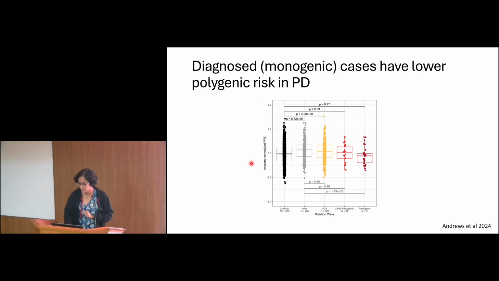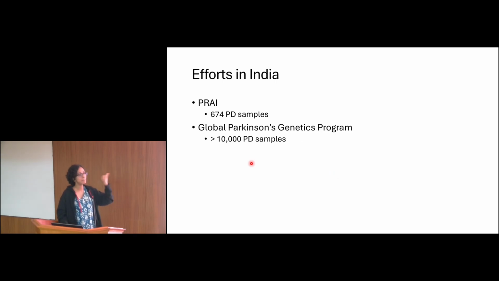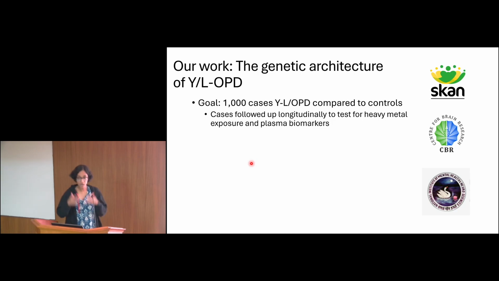I will quickly say that the main point is that we need more population-based studies in India, and there are quite a few by people in this room. We're also hoping to contribute through a funded project at CBR, in collaboration with NIMHANS and funded by the SCAN project. Our goal is to sequence 1,000 cases with young and late onset Parkinson's disease, and longitudinally follow them up to look for genetic susceptibilities to PD in our populations, and also to stratify them by different degrees of severity. I'd like to stop here and take any questions.